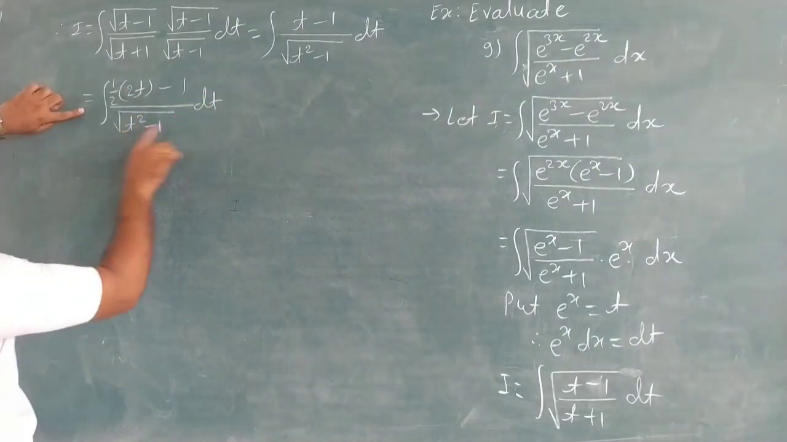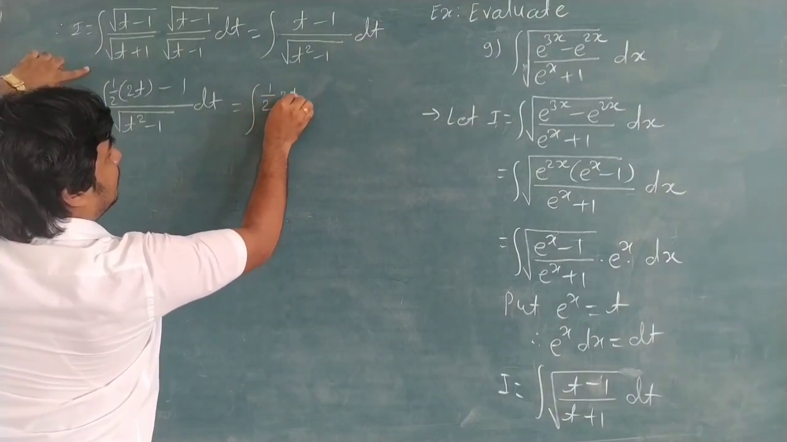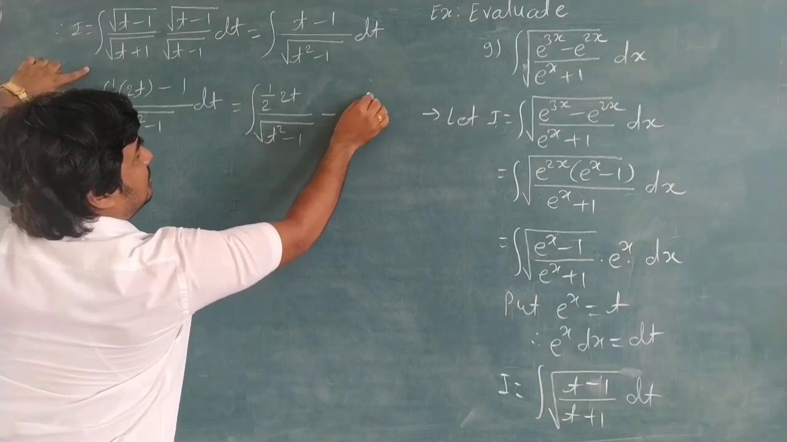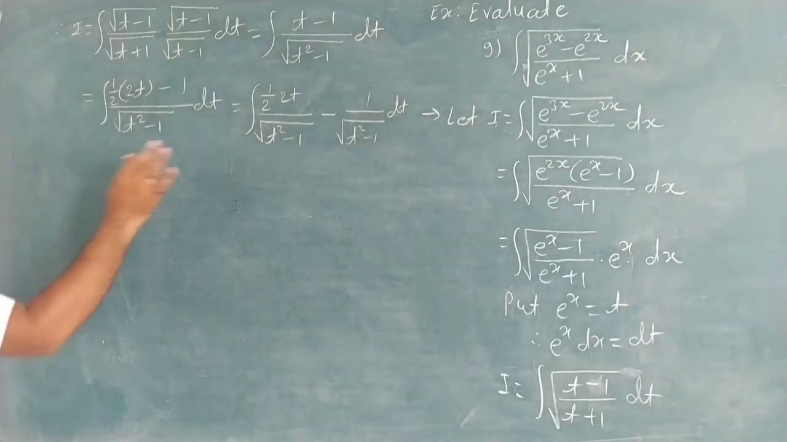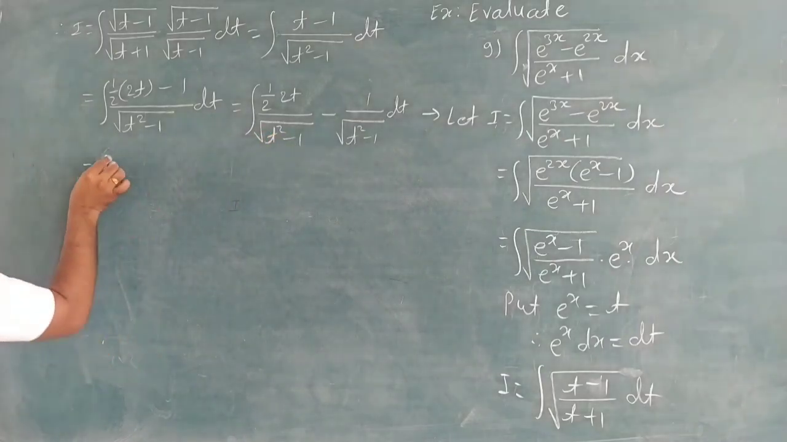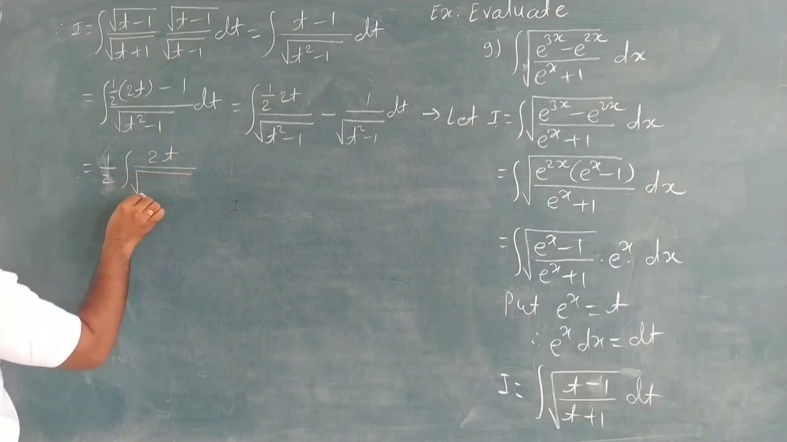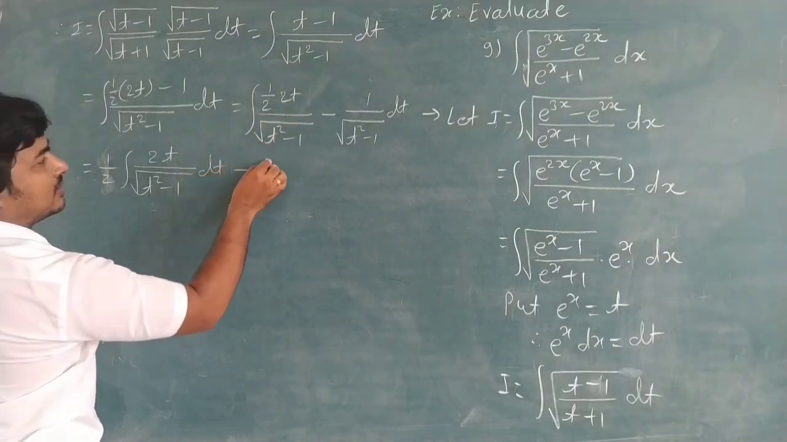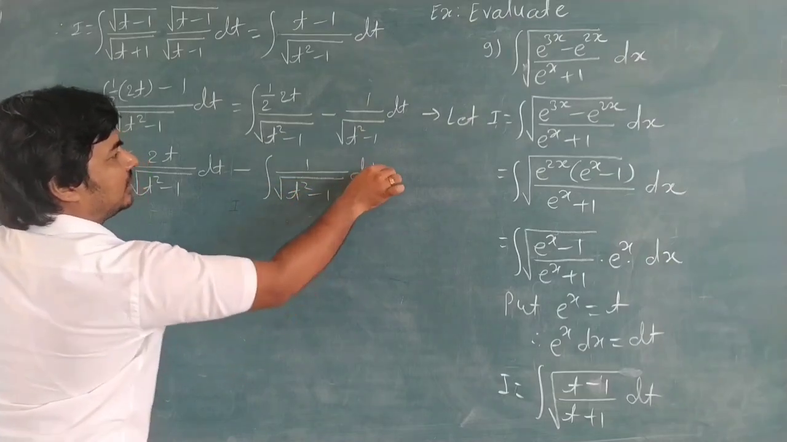Okay, now this can be written as, here separate the denominator, 2t upon under root t square minus 1 minus 1 upon under root t square minus 1 dt. Okay, now we can separate the integrals. See carefully this step. Here separate this integral, 1 by 2 outside the integral, 2t upon under root t square minus 1 dt, minus integral of 1 upon under root t square minus 1 dt.